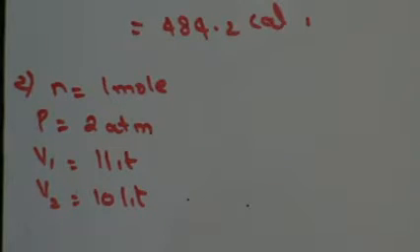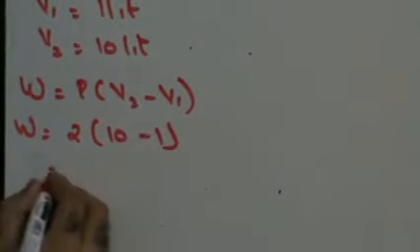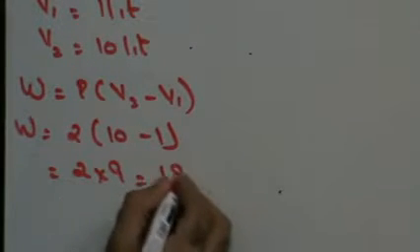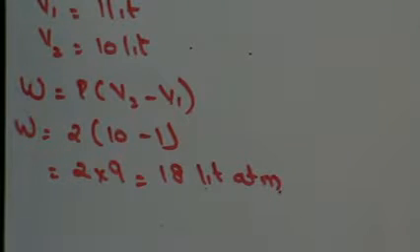Now they've asked you to find out the work done in liter atmosphere. They've already given you the pressure and volume in terms of liter and atmosphere. So I can say work is P into V2 minus V1. So work, pressure is 2, volume is 10 minus 1. So 2 into 9, that is 18 liter atmosphere. That is the work done in liter atmosphere.